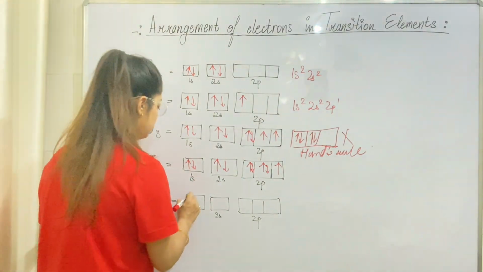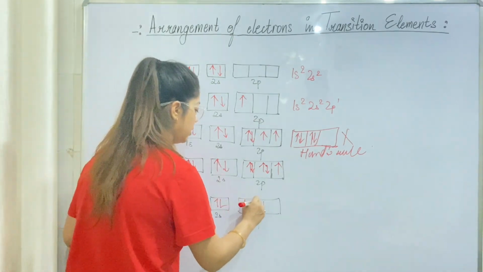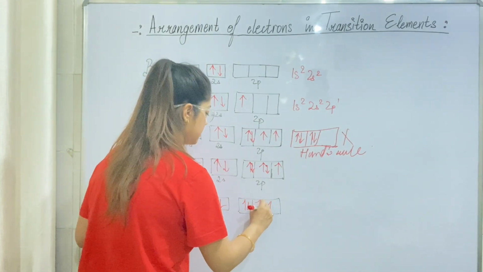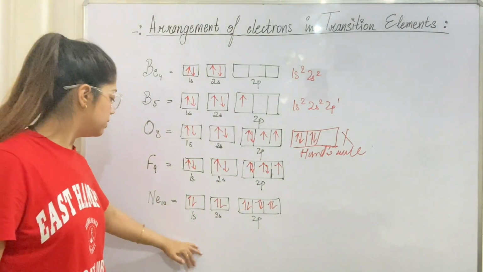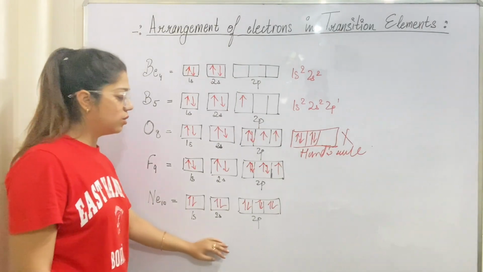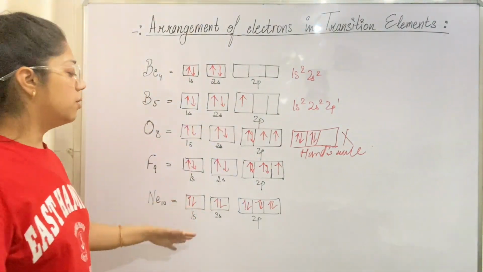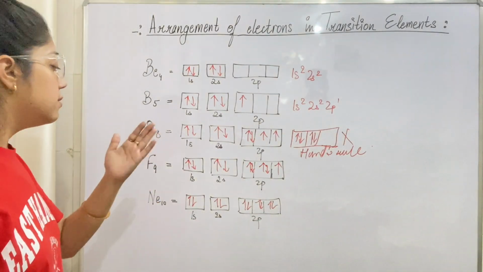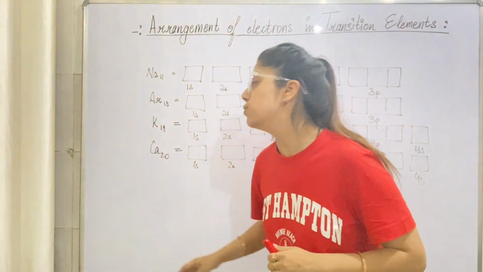For neon we'll do 1s2, 2s2, 3, 4, 5, 6, 7, 8. Right? So 10 electrons are filled in this one as well. Now 2s is filled, 2p is also filled. Now the electron will start going to the third shell, that is 3s, 3p. Now we will do the electronic configuration of these 4 elements.